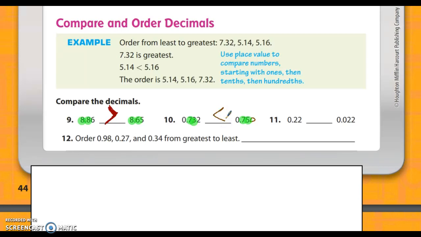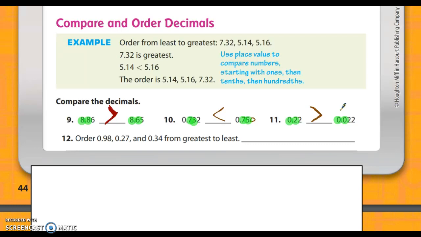Okay, and the last one, they kind of look the same, but notice this has a 0 snuck in there. So check this out. If I go to the ones place, 0 and 0 are tied. If I go to the tenths place, 2 is greater than 0. So again, the length of it is not the determining factor.